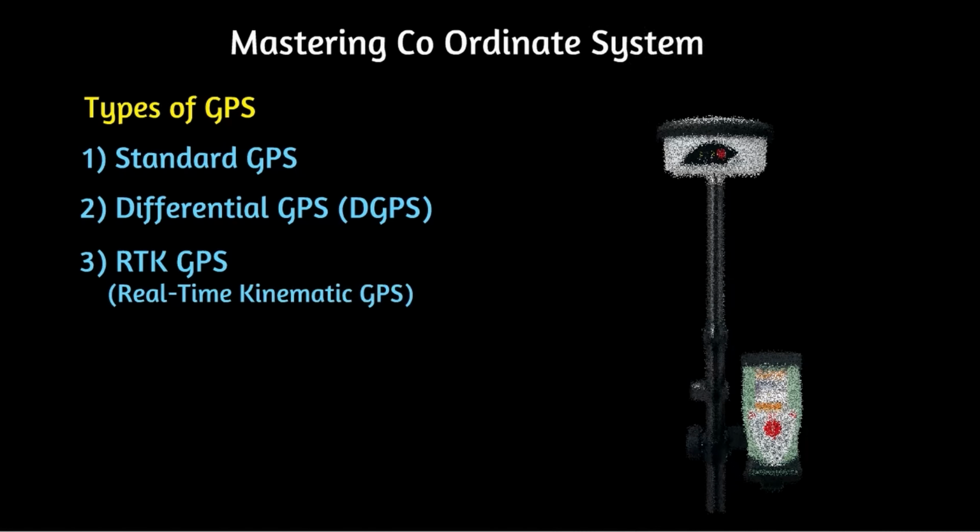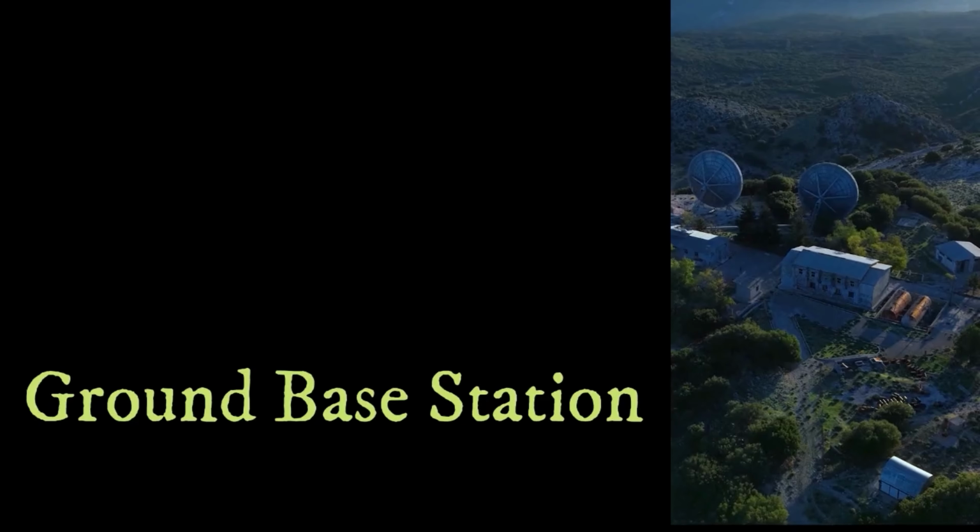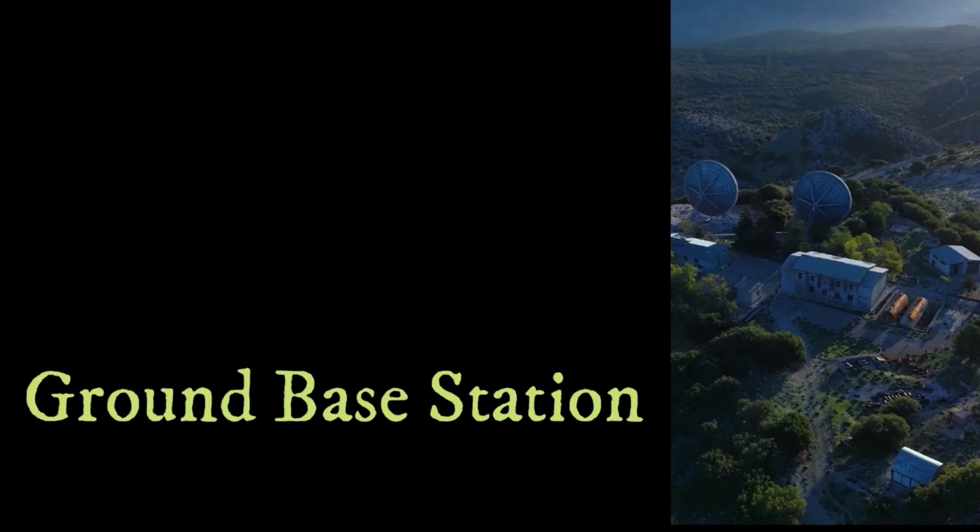Type 3. RTK GPS, real-time kinematic GPS. The accuracy of this type of GPS is 1 to 2 centimeters. This also uses a base station and real-time data corrections. This type is majorly used in road construction, precision engineering, and high-accuracy surveys. Now the question arises, what are ground-based stations in the GPS system and how do they work?